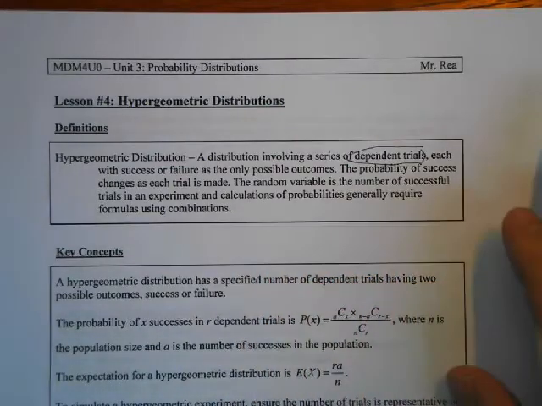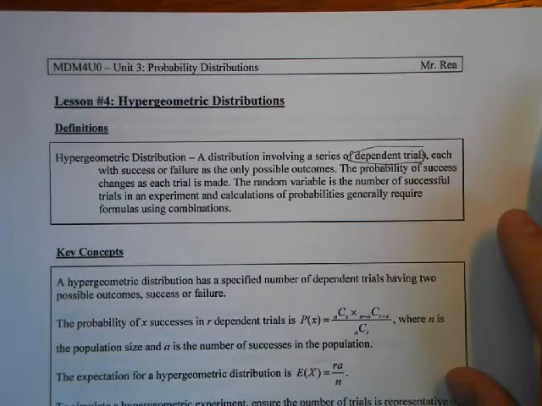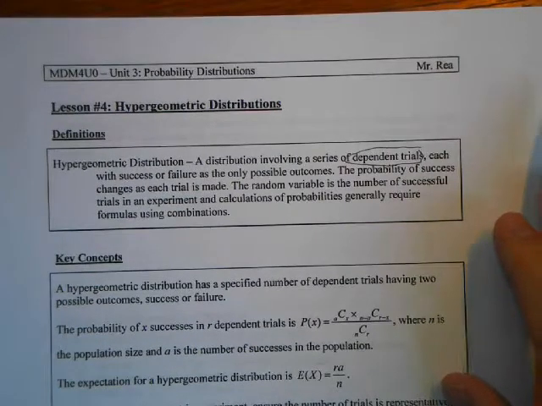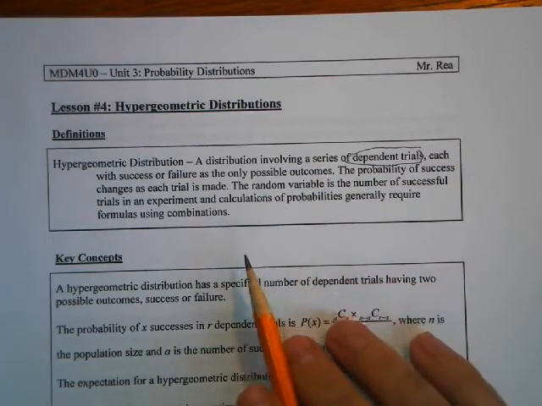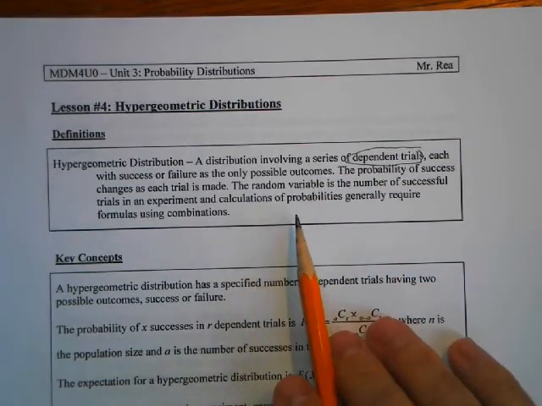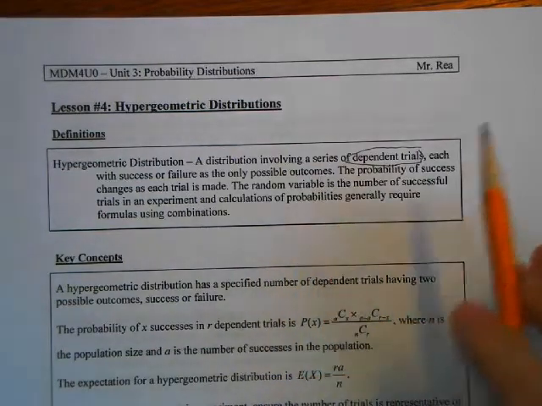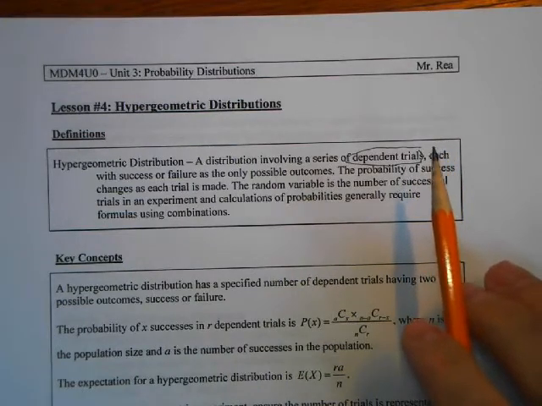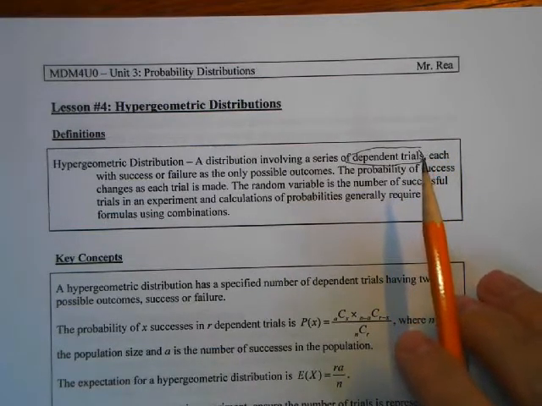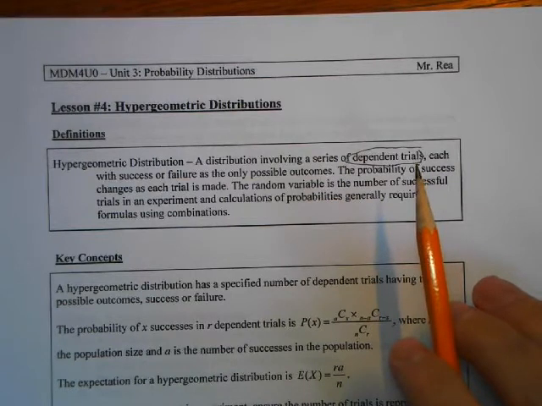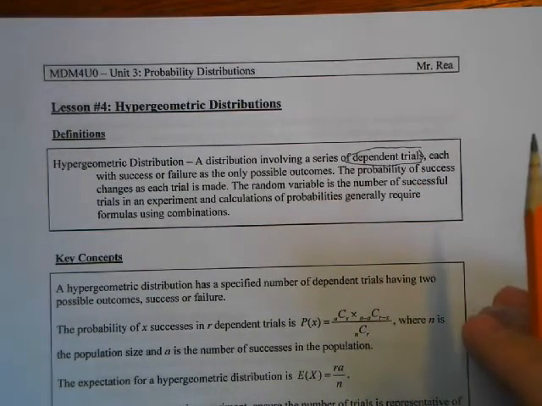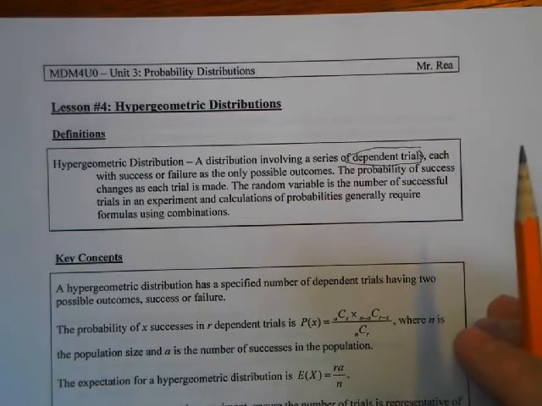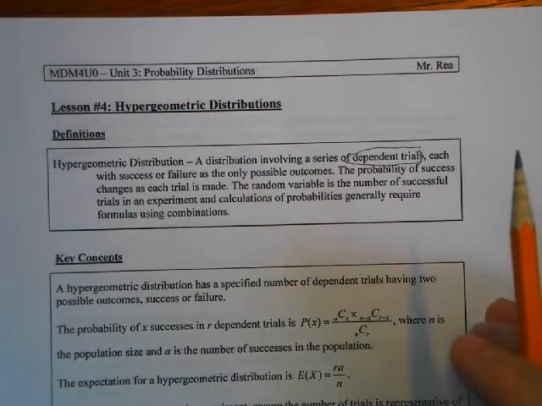This line here, the random variable, is the number of successful trials in an experiment, and that's exactly the same as binomial. And the calculations of probabilities generally require formulas using combinations. So every time we predict the probability of a hypergeometric distribution, it's all about the number of combinations that allow this scenario to succeed over the total number of possible scenarios.